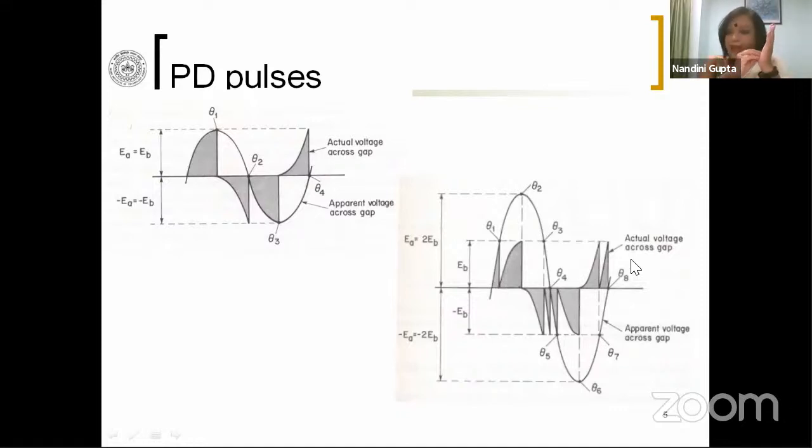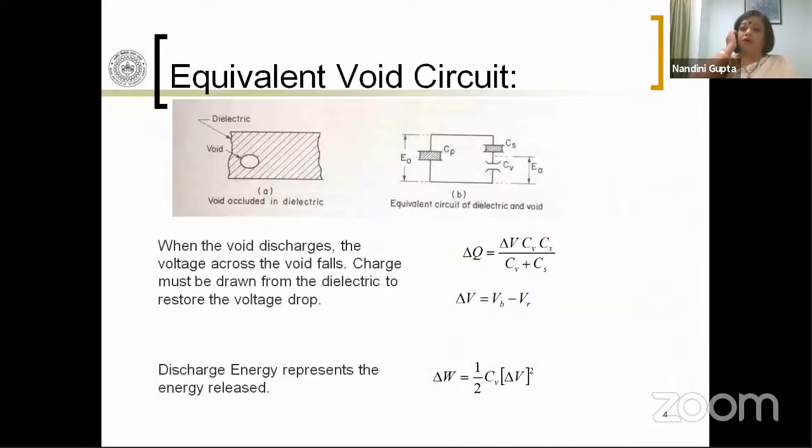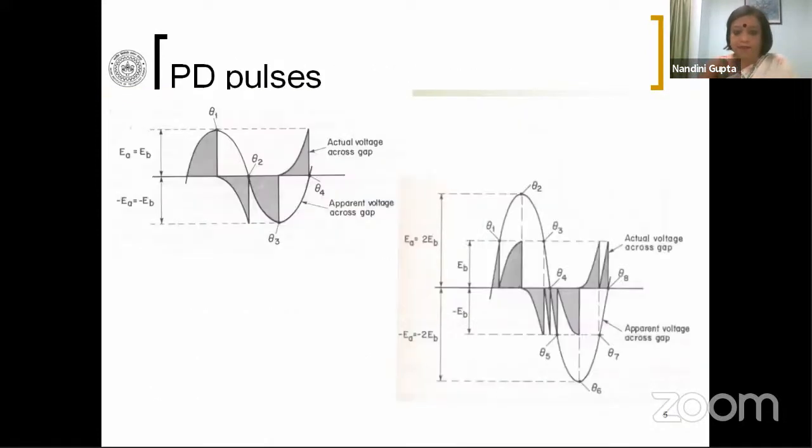So what this explains is that because of this particular phenomenon, you can explain the pulsative nature of PD, and the number of pulses that you would have in every cycle depends upon the ratio of the peak voltage of the applied voltage and the breakdown voltage that is required across the void. Remember, in all these discussions, I'm talking in terms of voltage. Each voltage will correspond to a corresponding strength, which you can figure out.